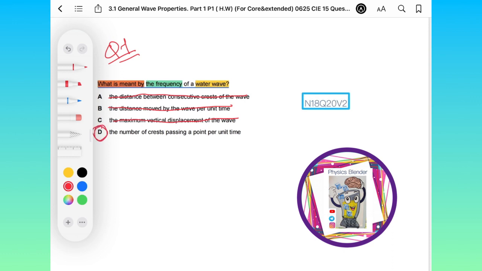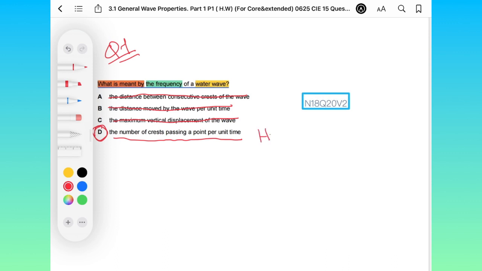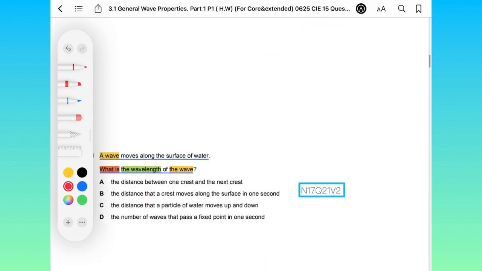So the answer is D, number of complete crests passing a point per unit time. So it's the definition of frequency. It's measured, as we said, in hertz, and it's number of waves produced per second.